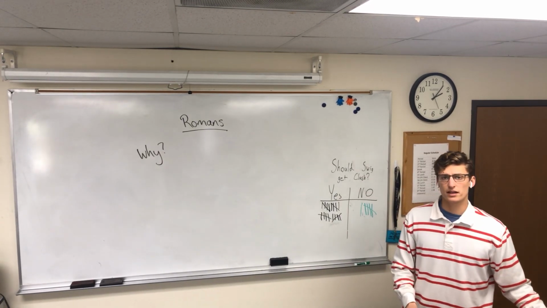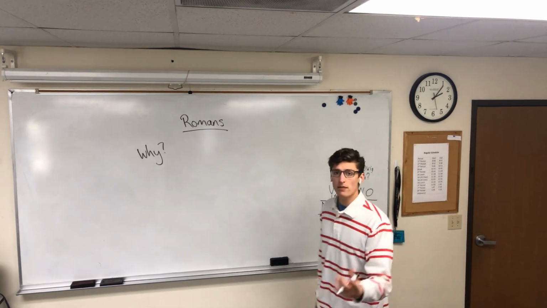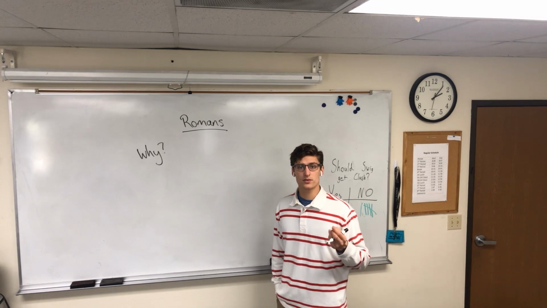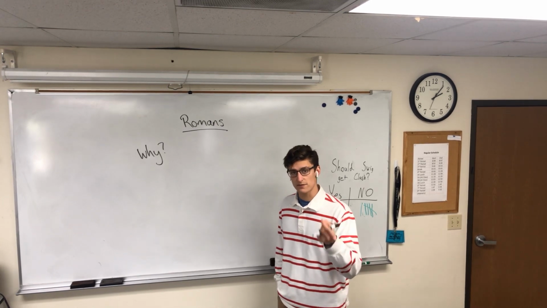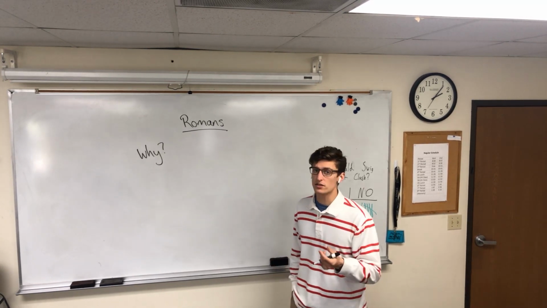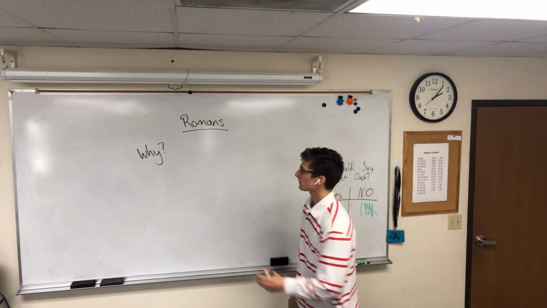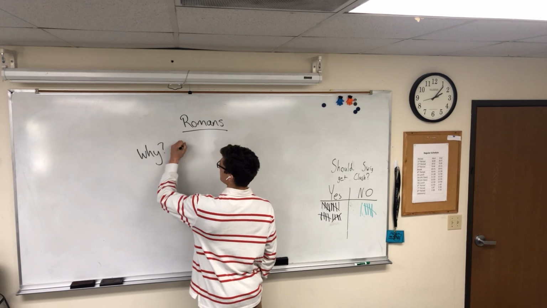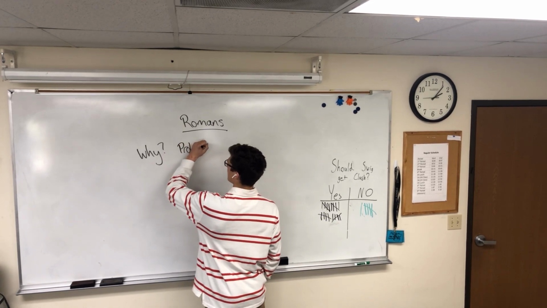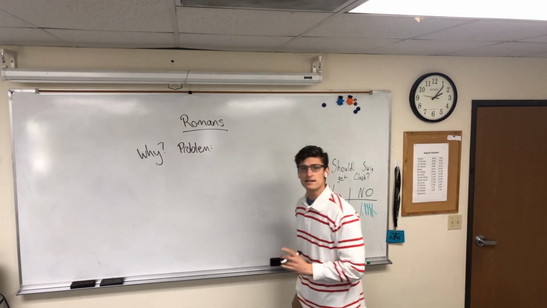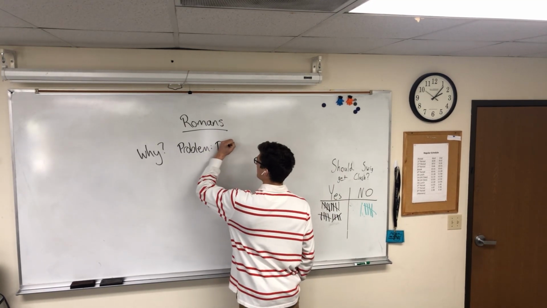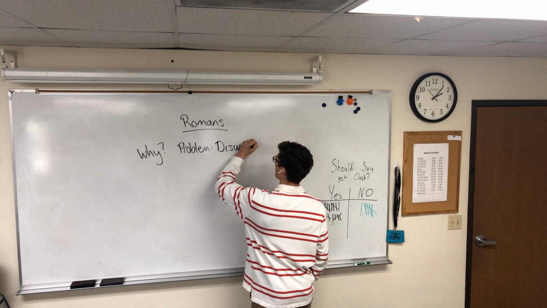It's going to be pretty clear that there was a problem. And like we talked about yesterday, these letters are going to be written to address specific issues. And so there was an issue in the Roman church. And this issue, this problem, was disunity between Jews and Gentiles. Okay? Disunity between Jews and Gentiles.